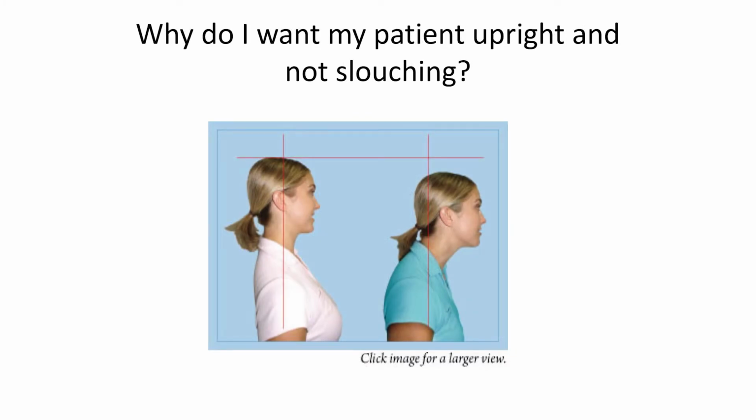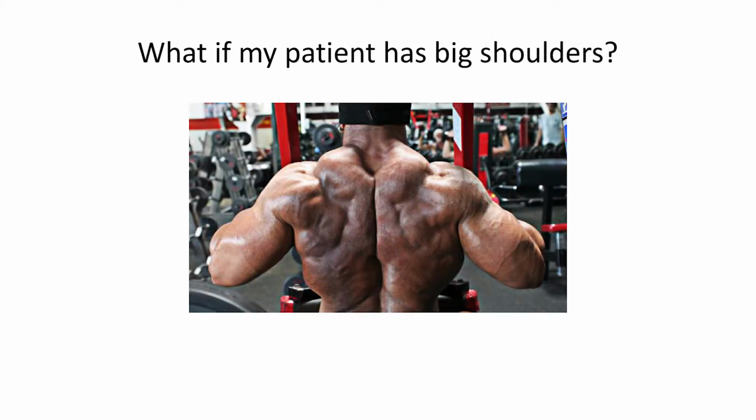Why do I want my patient upright and not slouching? So you don't get the hump of the back in the image. And what if your patient has really large shoulders? Sometimes you have to sacrifice a little bit of the chin level that you want and bring the chin up just a little bit. Another thing that helps is to have the patient cross their arms and grab the handles crisscross like this. That automatically brings your shoulders down a little bit. Okay?